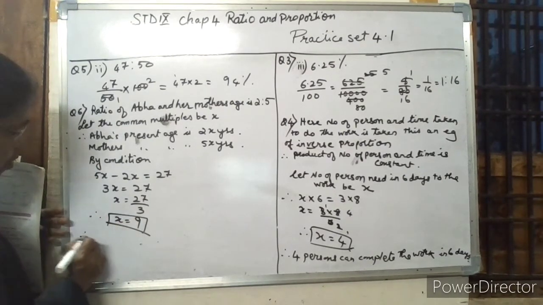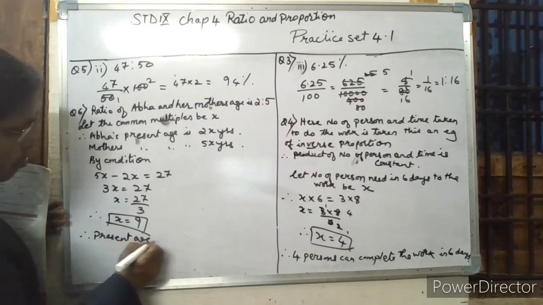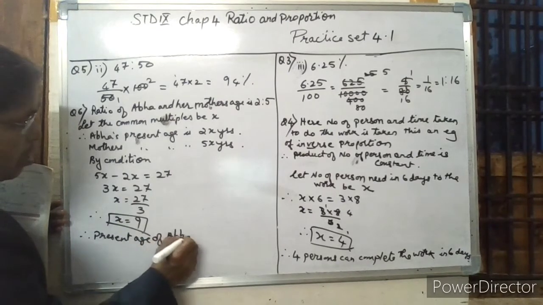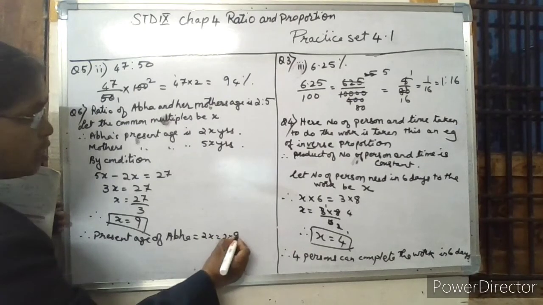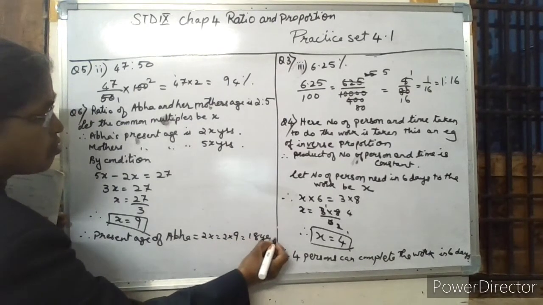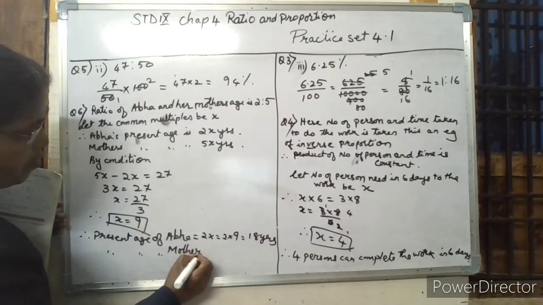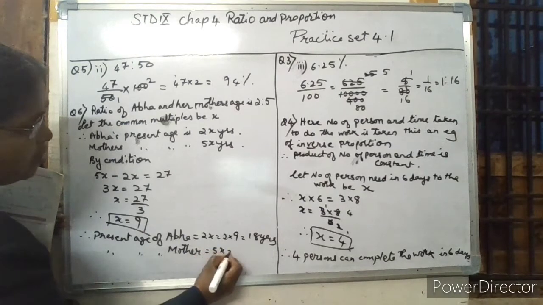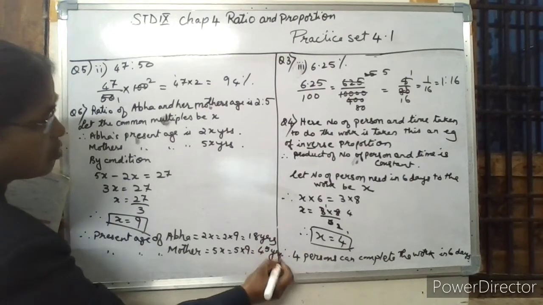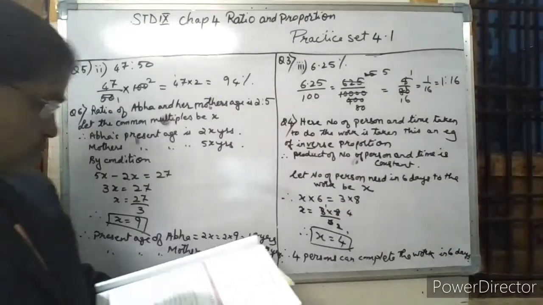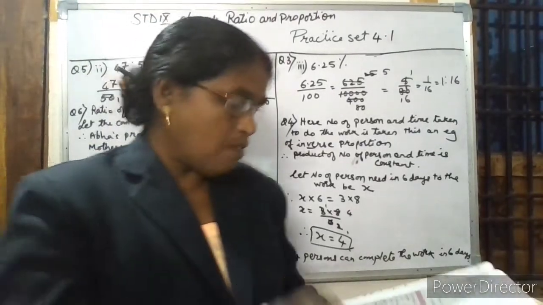Therefore, present age of Abha is equal to 2x, that is 2 into 9, that is equal to 18 years. And present age of mother is equal to 5x, that is 5 into 9, that is equal to 45 years. So this is the solution of the sixth question. Practice set 4.1 is solved. So questions number 7 and 8 are cancelled.